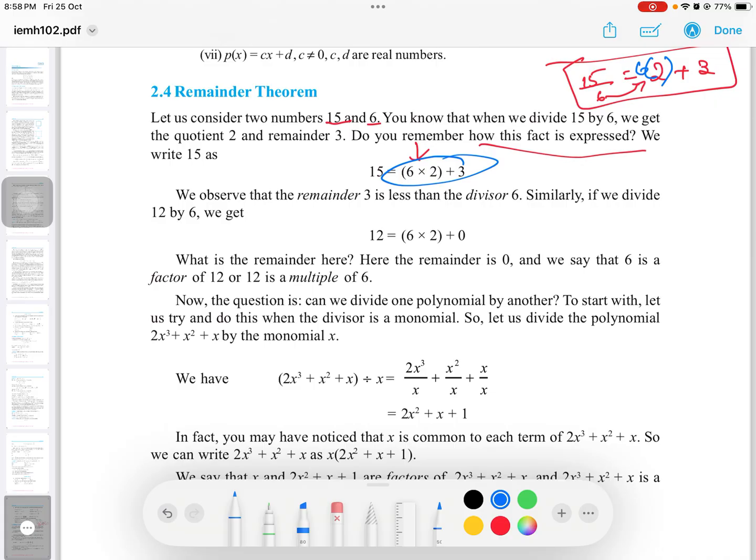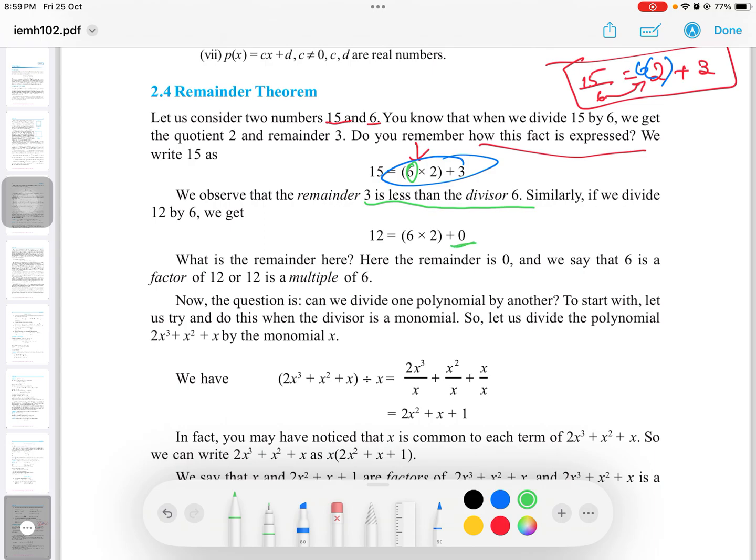Now we observe that the remainder 3 is less than the divisor 6. That's quite obvious. This is the divisor, and it is greater than 3.